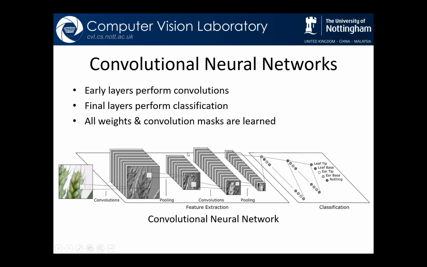So this is a convolutional neural network that I use to classify tips of wheat ears. This is just a simple example with a few less layers than I used. But what we have is our input image here, okay, and then all the way over on the right-hand side, we have a classification as to whether it's a leaf tip or a leaf base or an ear tip or nothing, and so on. Right? So this section here is actually just a regular neural network as before.